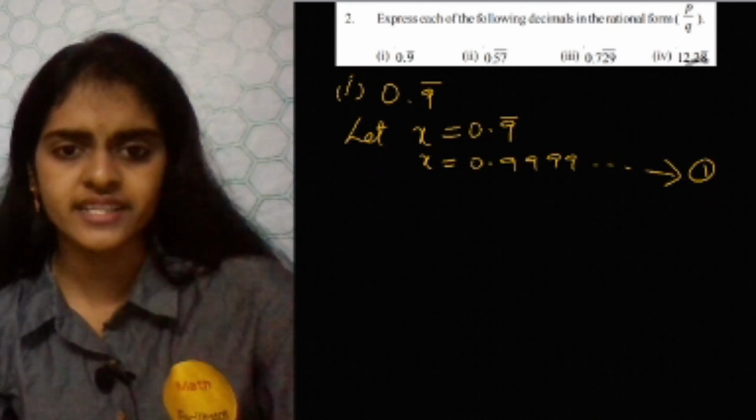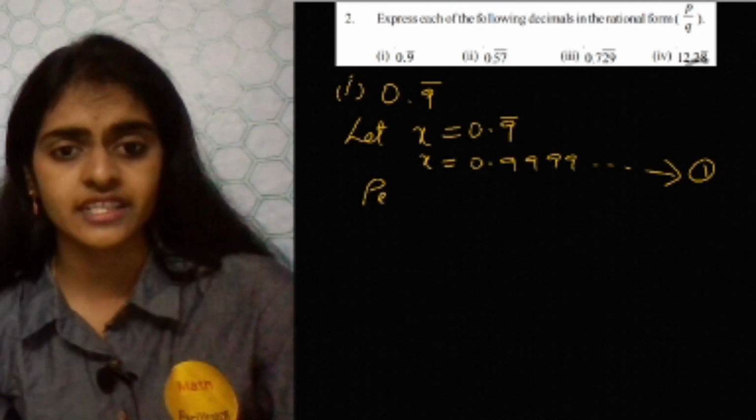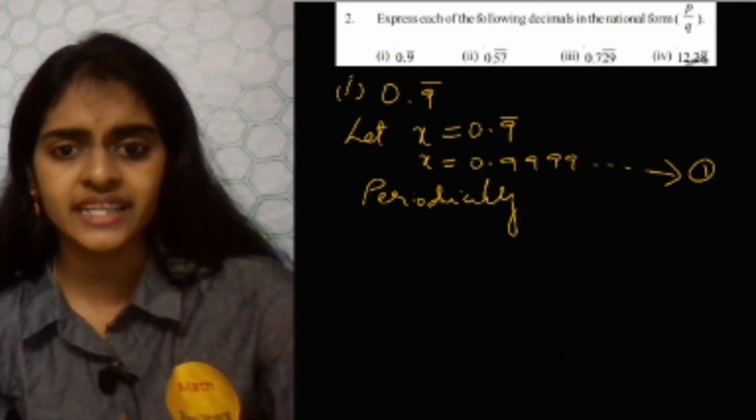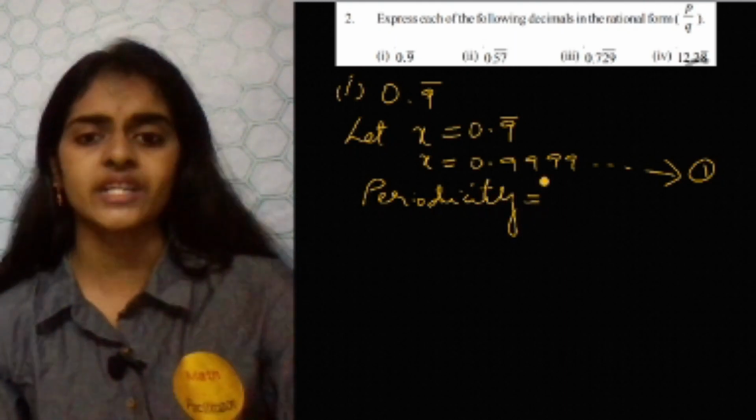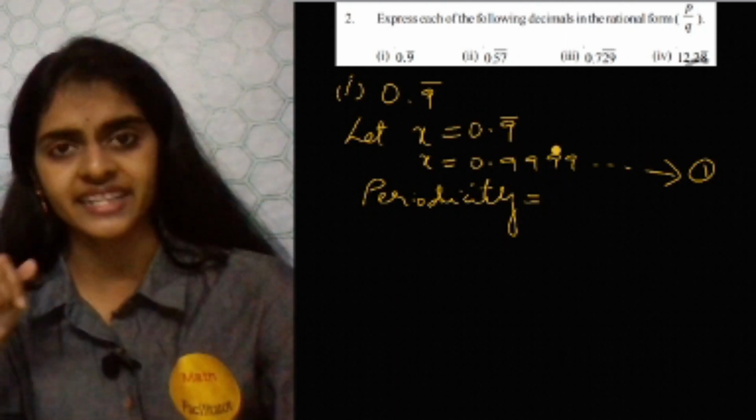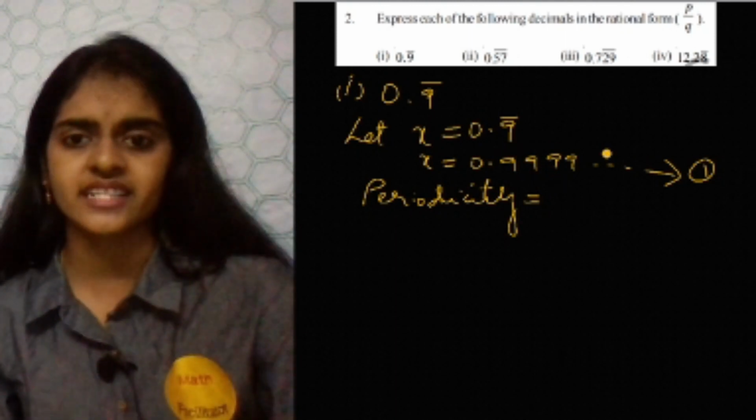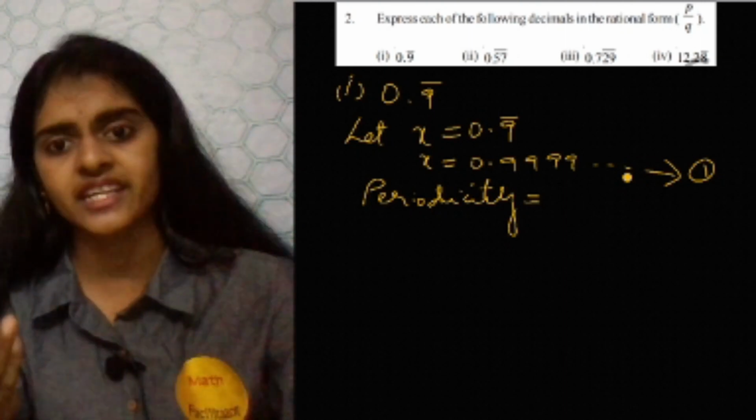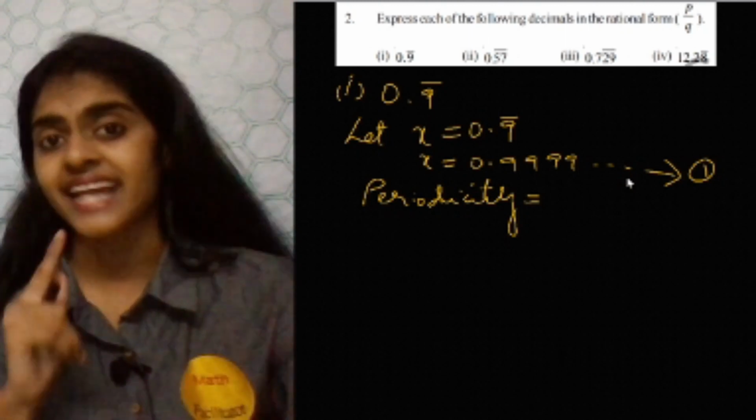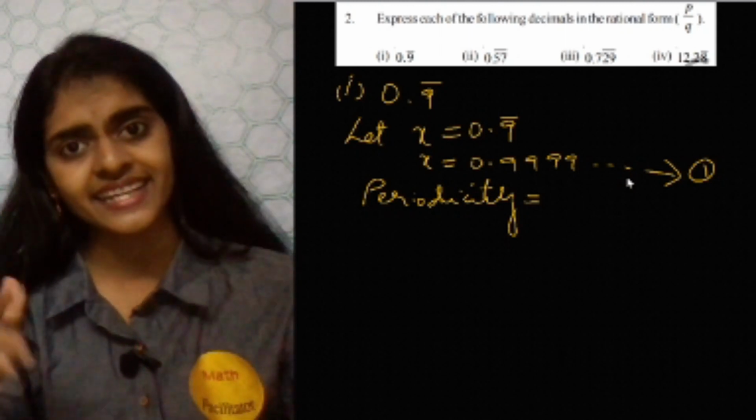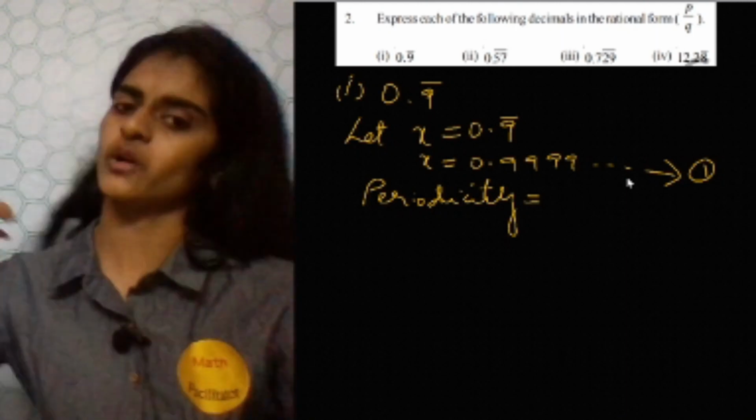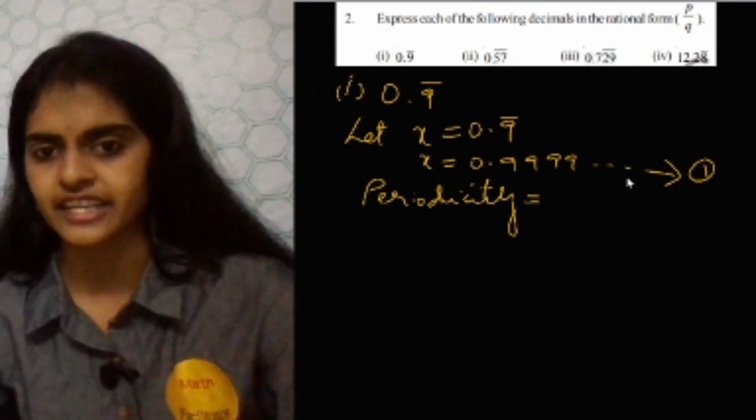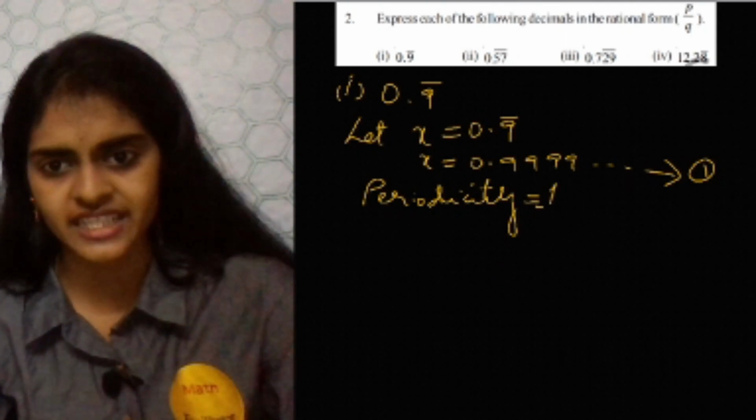Now, what is the period concept? Period and periodicity, we have learned it, isn't it? Periodicity is nothing but how many digits are repeating. Here, only one digit, 9, is repeating. There is a difference between period and periodicity. Period is the digit which is repeating. Here, 9 is repeating, isn't it? Periodicity is the number of digits which are repeating. So here only one digit is repeating, so periodicity is 1.